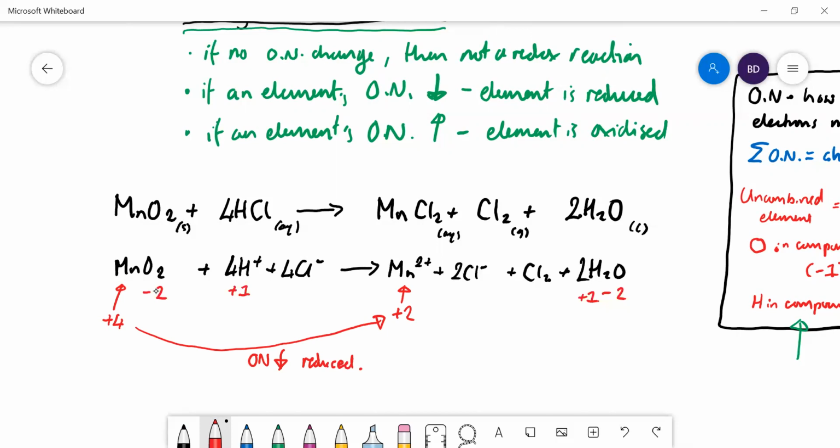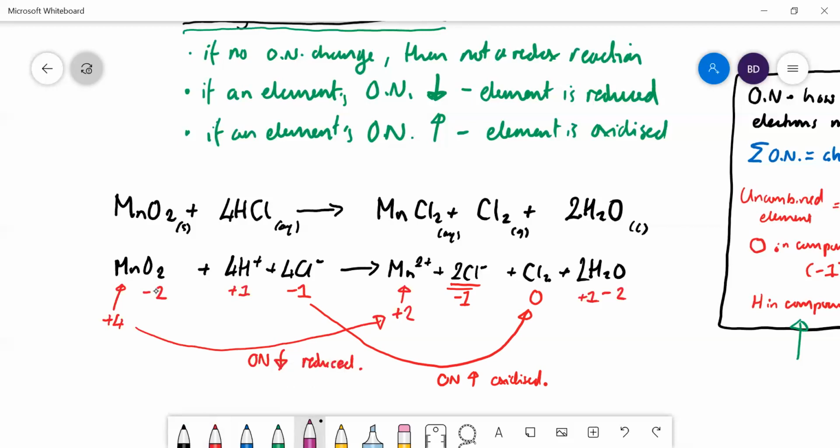Let's look at the chlorine. Well, it's got a -1 oxidation number there, and it's also got a -1 there. So those 2 chlorines, nothing's happened to those 2. But look at these chlorines here, that's 0. So something has happened to them. The oxidation number has gone up, so the chlorine has become oxidized there. And that probably wasn't immediately apparent from looking at that equation. So that's where oxidation numbers have helped us work out what's going on.